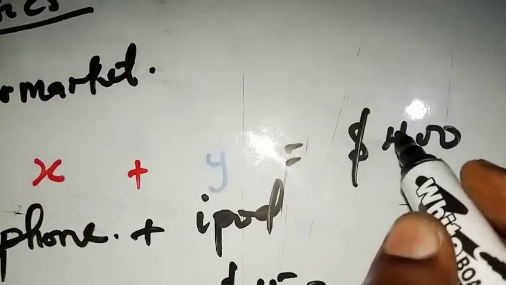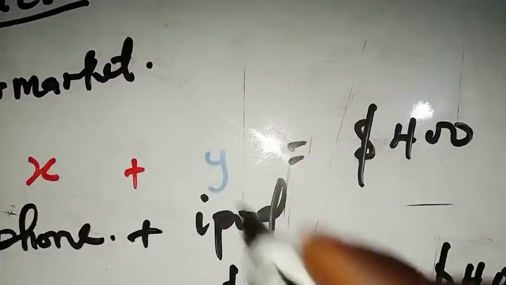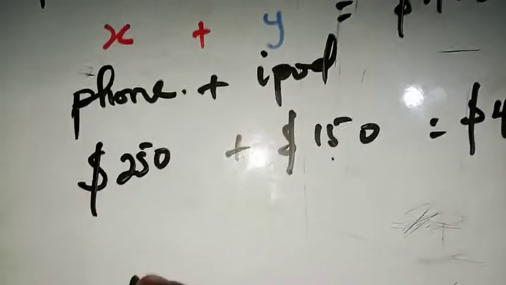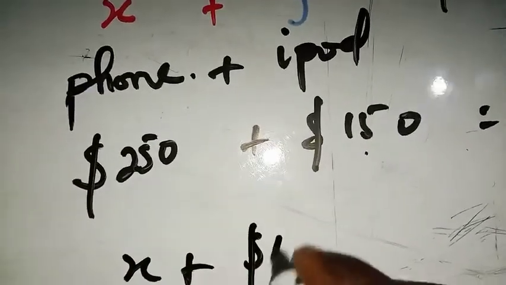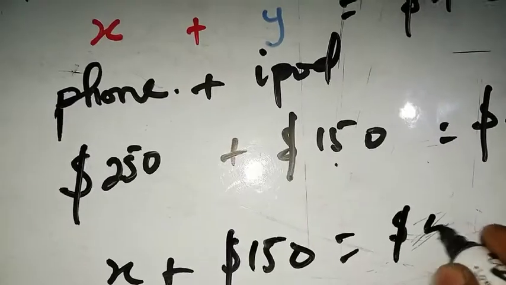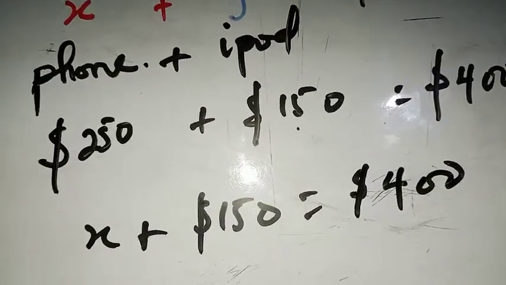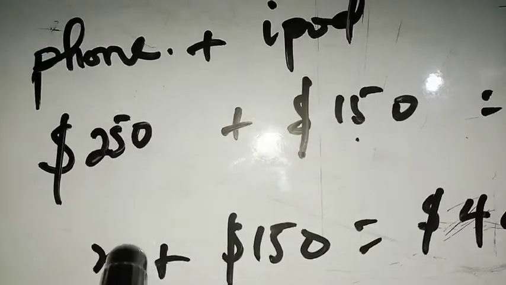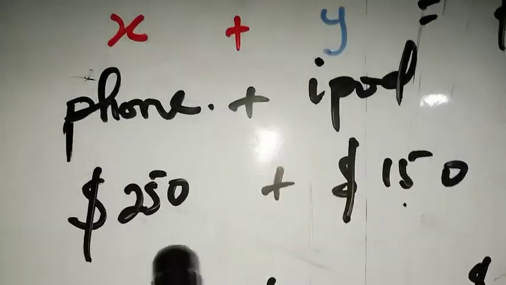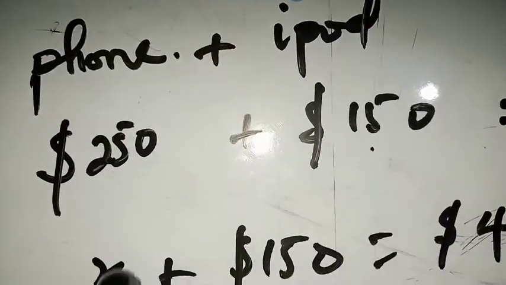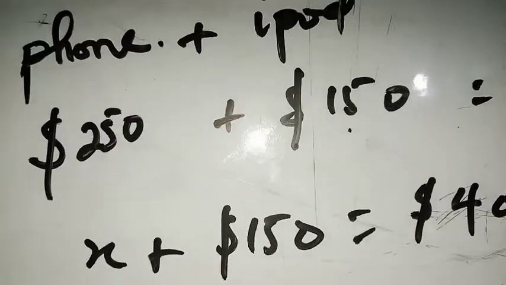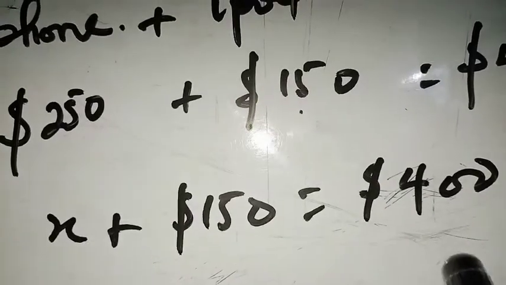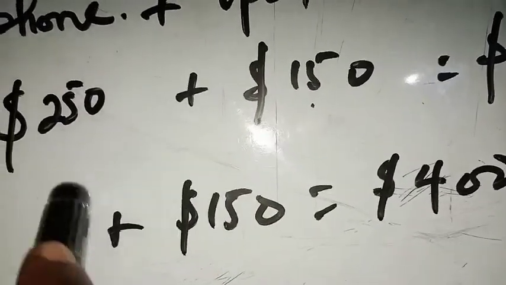What will happen if you're told that the price of the iPod is $150? Then we have x plus $150 equals $400. Find the value of x. We are not finding the value of x as such, but rather the price of the phone. Nobody knows it, but they say you bought a phone, you know the iPod costs $150, and the total is $400. Now find the value of this unknown.